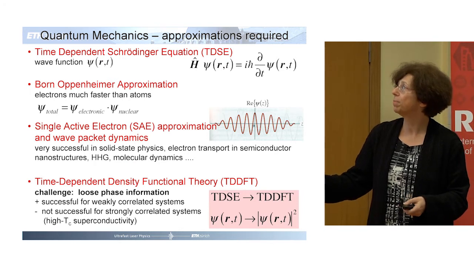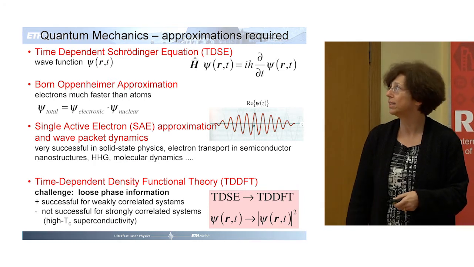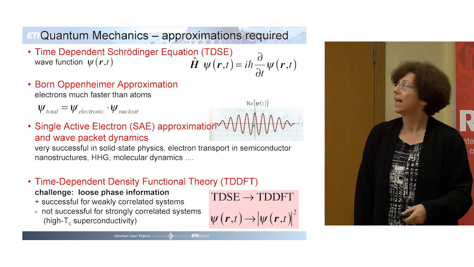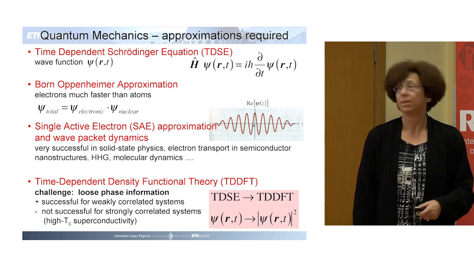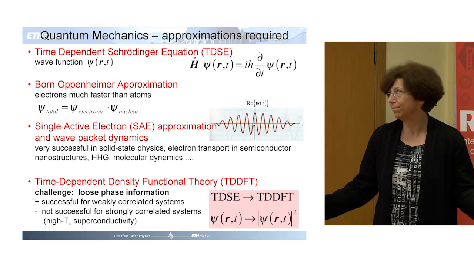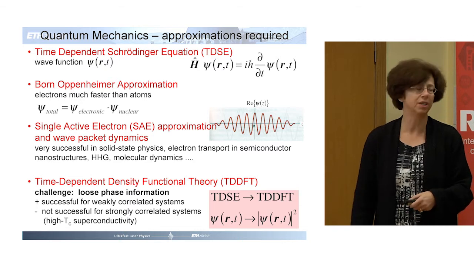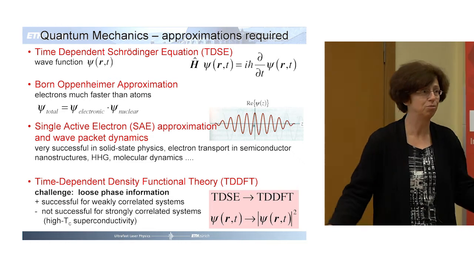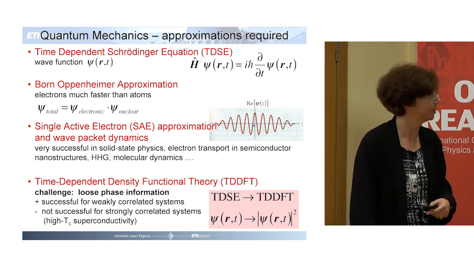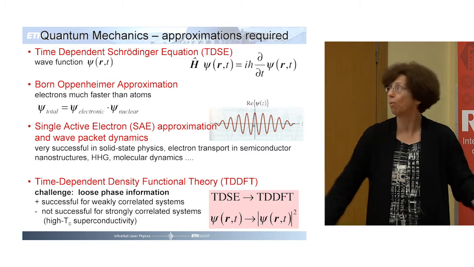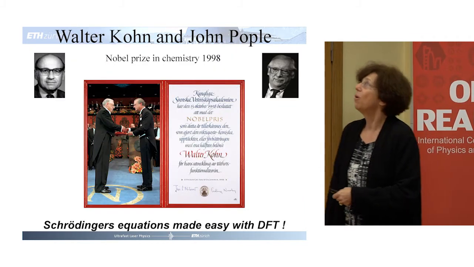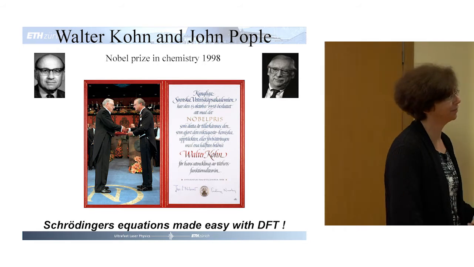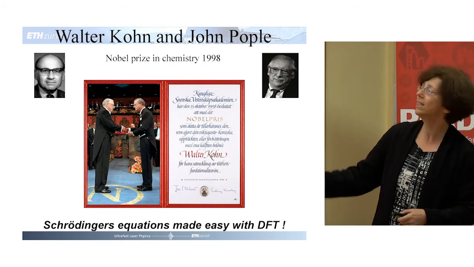So you go from the time-dependent Schrödinger equation to the time-dependent density functional theory, which is much easier to solve, but you lose the phase information. And when you lose the phase information, you lose something. So it's okay for weakly correlated systems, but it's not okay for strongly correlated systems. As you know, we haven't explained high-Tc superconductivity so far. And it's a complicated system. So DFT has also been a success. The chemists gave that one also a Nobel Prize. That was actually in 1998.